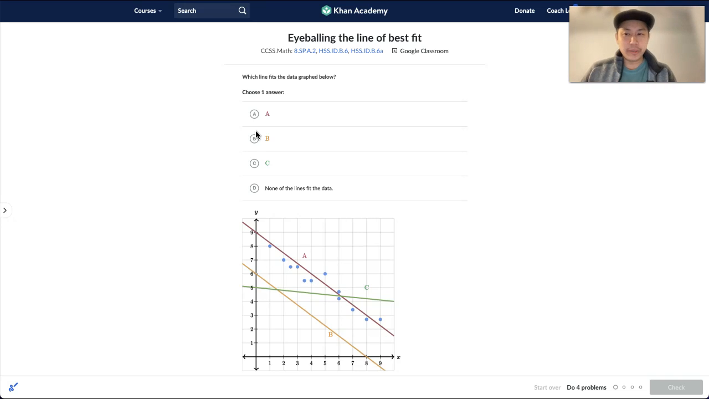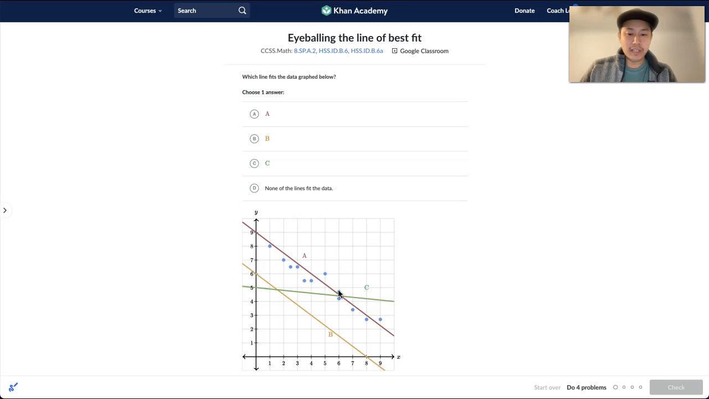All right, this practice is going to be on eyeballing the line of best fit. Okay, so you'll have a scatter plot of some sort, and you'll have different options of lines. You're going to decide which one is the best line of best fit. Okay, so here's the first question: which line fits the data graphed below?